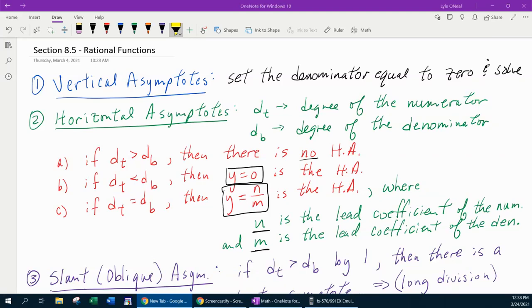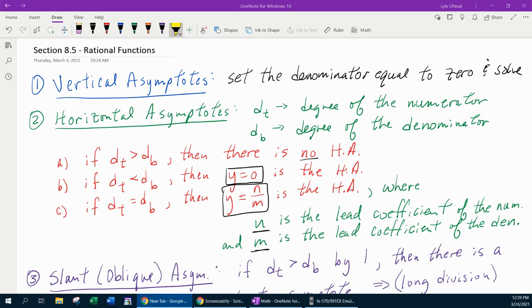Hello and welcome to our lesson on rational functions. This is going to be from section 8.5 in our text. In this lesson, we're going to be looking at finding the domain of rational functions, the asymptotes, and graphing rational functions. So let's get started.